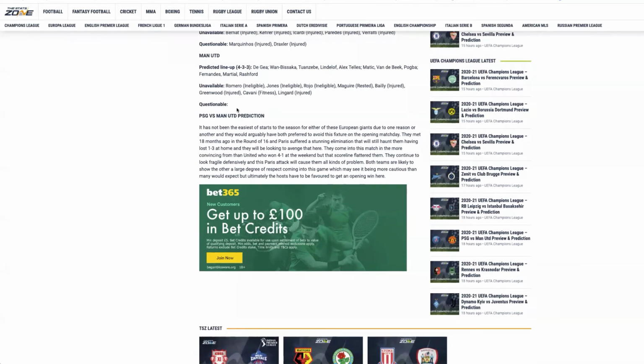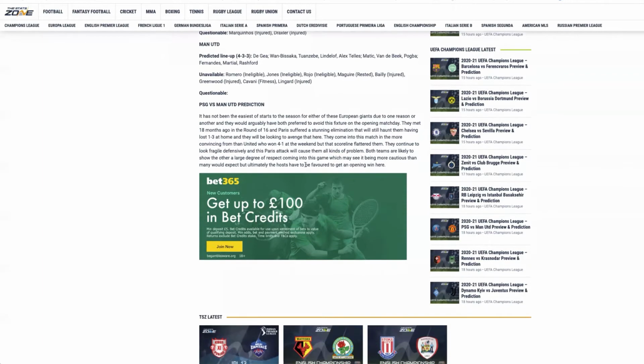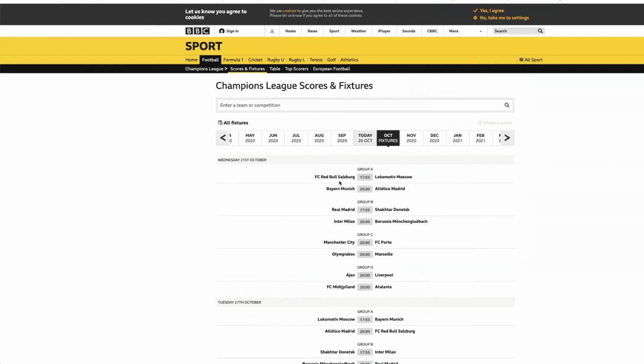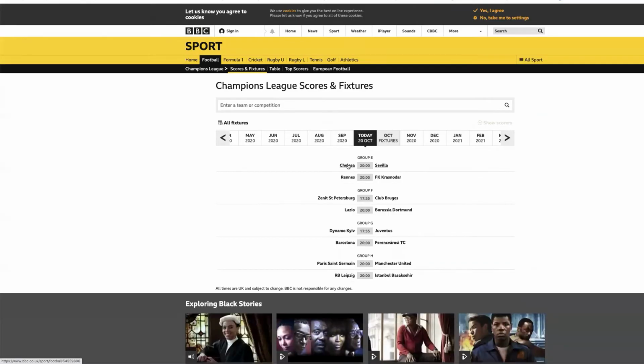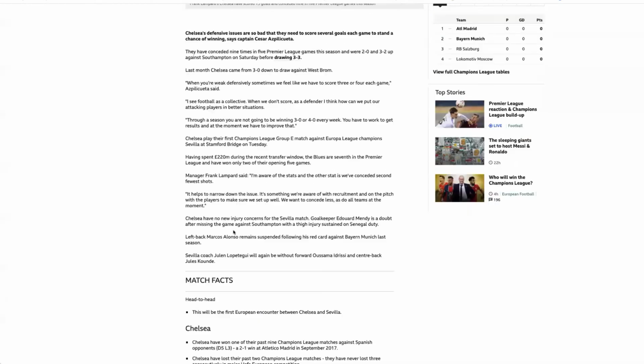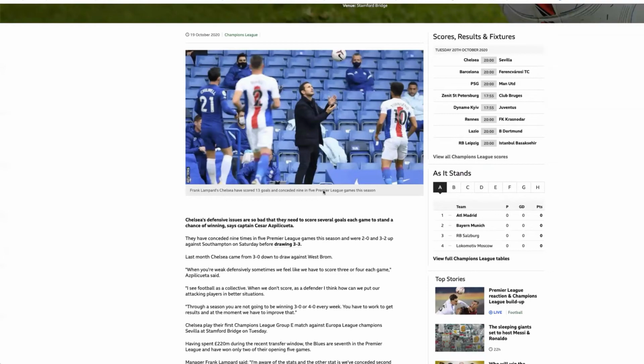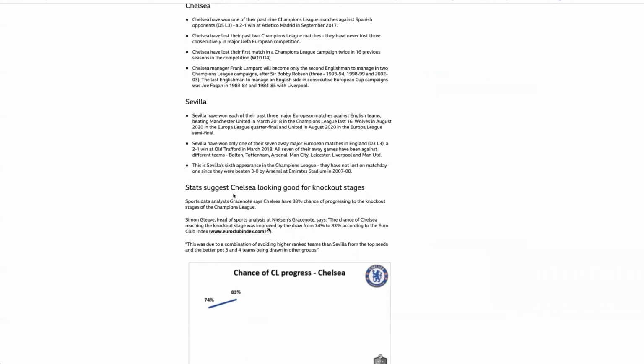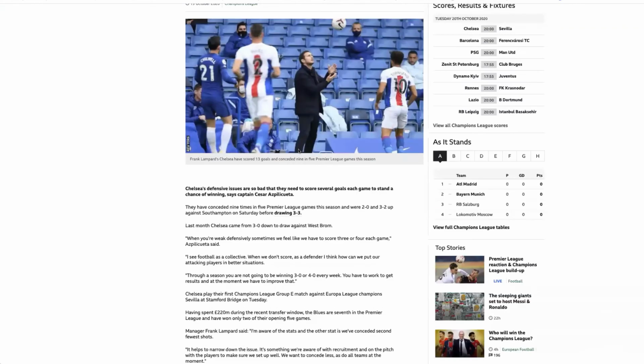They often put up a prediction. So both teams are likely to show the other a large degree of respect, more cautious, but ultimately the hosts have to be favoured to get an opening win here. So they're tipping PSG. Let's go and see what these guys were tipping, if they're tipping anything. I don't think they really did. They normally do a prediction, but they haven't really done a prediction here on that one. So, no, there's no predictions there.